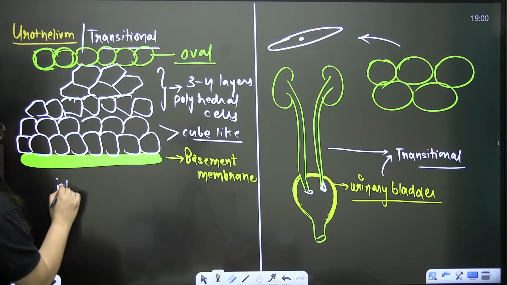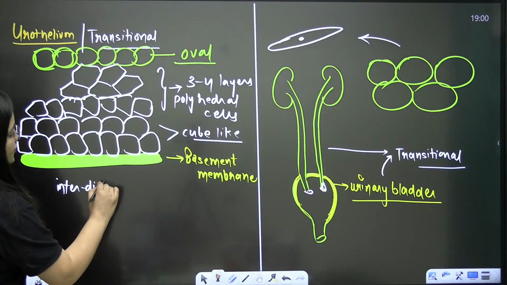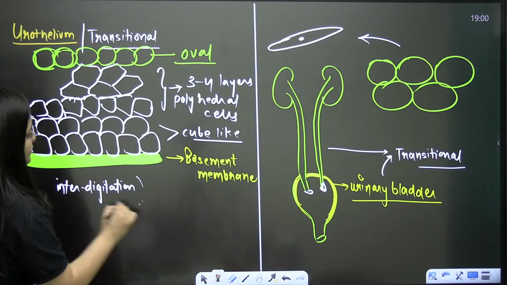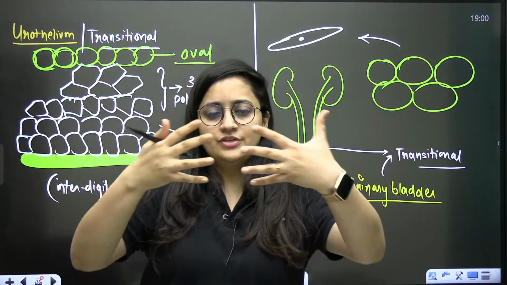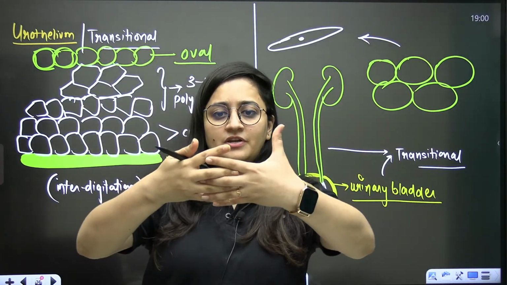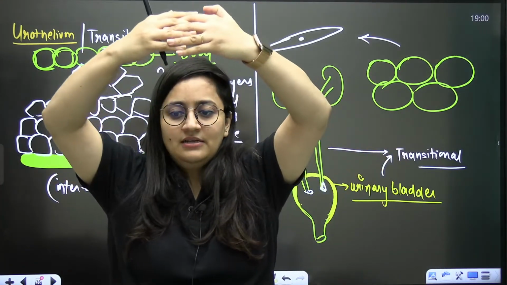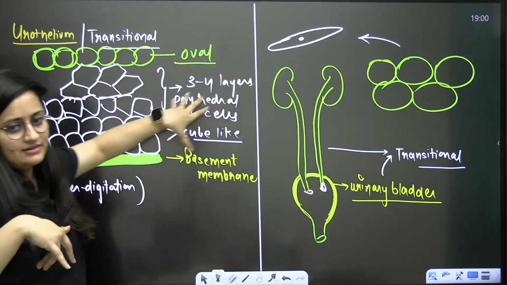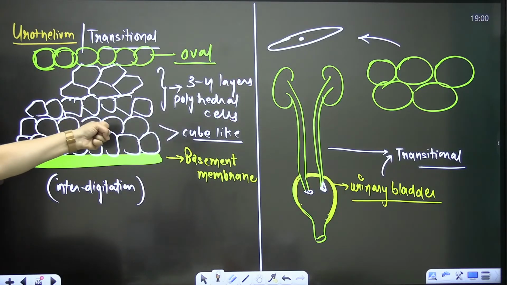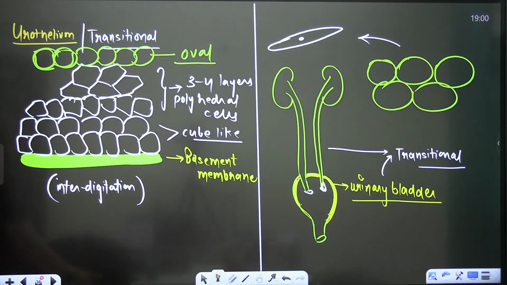And here in between these cells, you will see interdigitation. What is the meaning of this interdigitation? You will see that the plasma membrane of one cell is forming finger-like projections, which are present in the cytoplasm of another. So that is how these cell layers are connected. So this is your transitional epithelium. This is your urothelium. Is that clear? Okay.